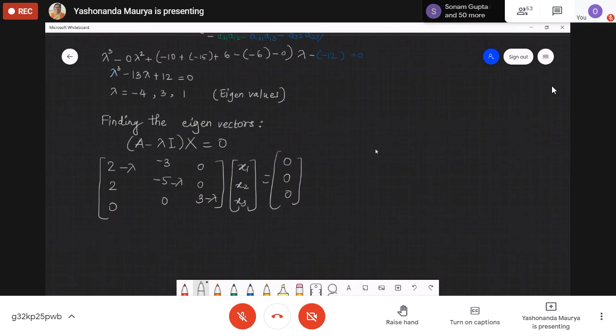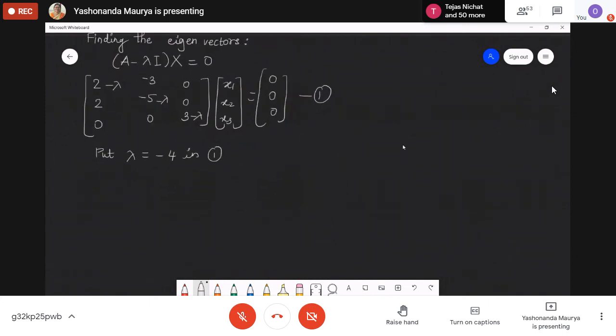Okay, so this is what we get. In this equation, we call this as 1. So we will put lambda for the first value, that is lambda equal to minus 4, in 1. So what we get is 2 minus of minus 4. So what will be that? 2 plus 4. So that will become 6.